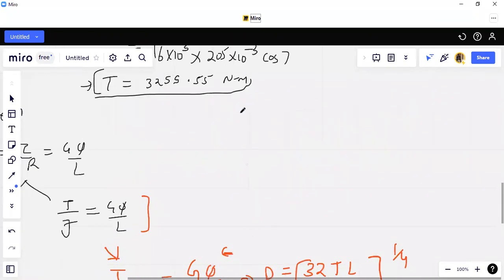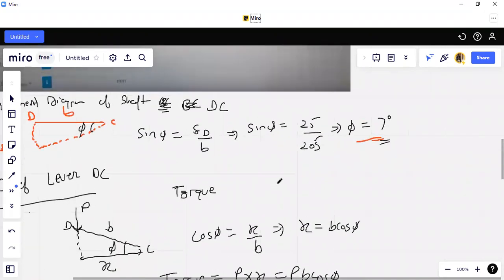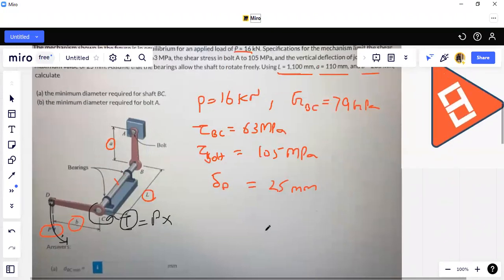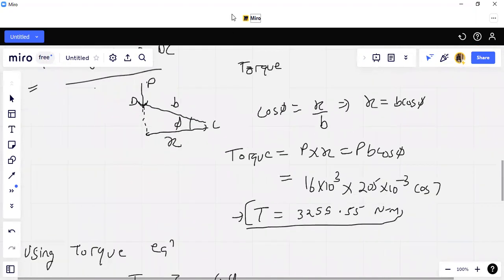What is the G value? Let's see. The G value is 79 gigapascal. Okay, the G value is 79 gigapascal, we know. Okay, 79 gigapascal.